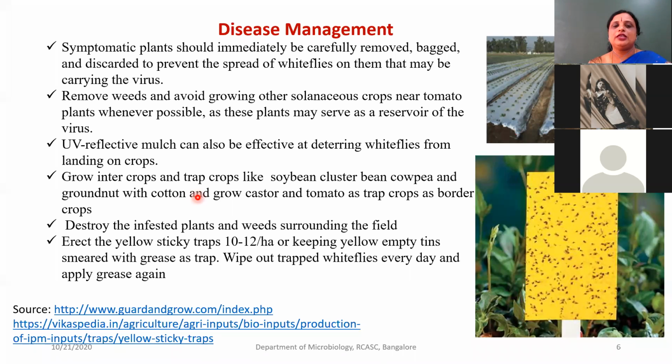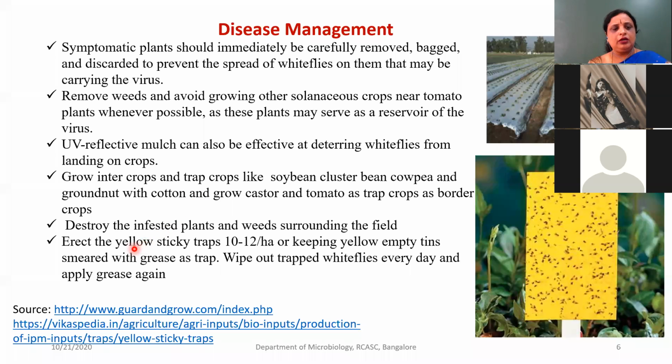And also we can use some trap crops. What is the meaning of trap crops? For example, if you plant some chrysanthemum, cowpeas, soya beans, groundnuts, or even marigold along with these tomato plants, the main reason behind planting this kind of plant, especially marigold or chrysanthemum, is that they attract the insects to themselves, so that the chances of the whitefly moving towards the tomato plant can be inhibited. That is why we can use certain trap crops along with tomato growing.